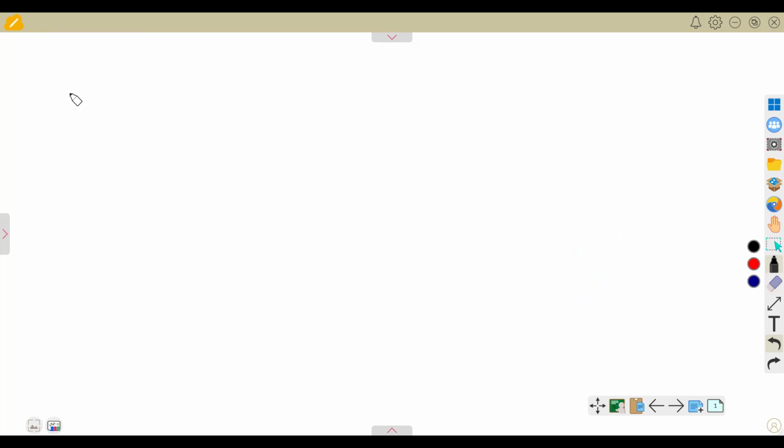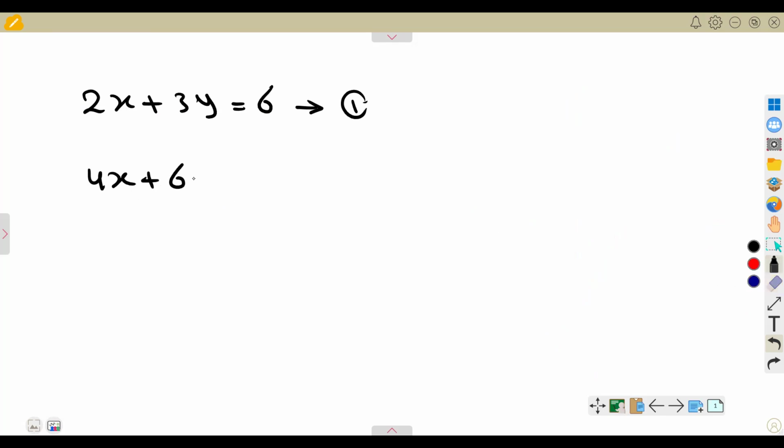In this case you will not have just one equation, you have two equations. Number one, 2x plus 3y equals 6. Okay, this is the first line. And the second one, 4x plus 6y equals 12. What is the relation between these two lines?